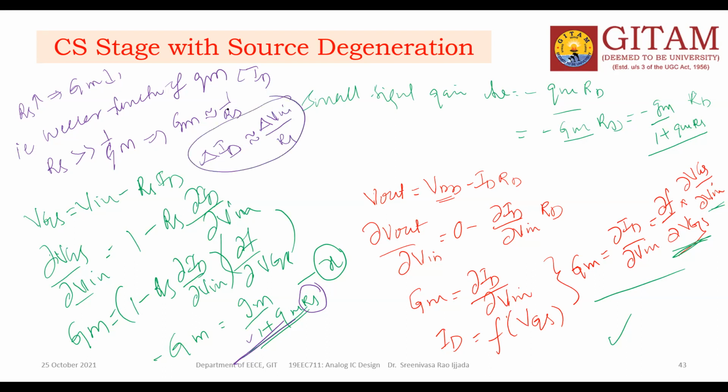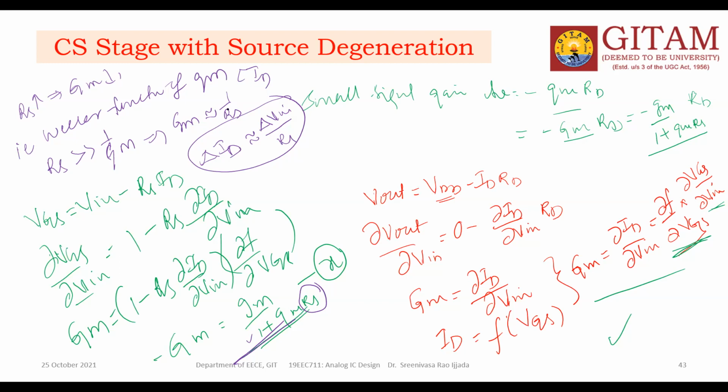So earlier I told you, small changes in the input voltage directly appear across the resistance RS, thereby the corresponding changes in the current will take place. So now your current ID is a linear function of the input voltage. So you understood from this one.